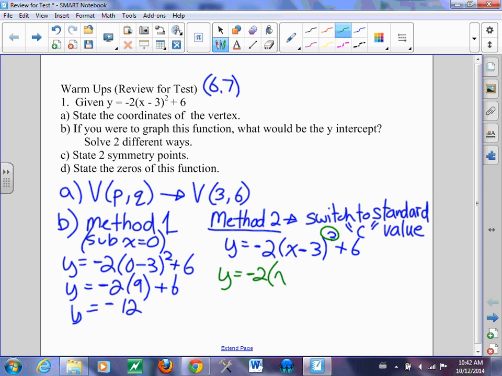So it's going to be square the first. X times x is x squared. Double the product is going to be minus 6x. And square the last. Negative times negative becomes a positive. Be careful there. And plus 6.